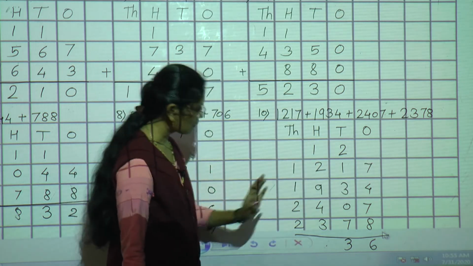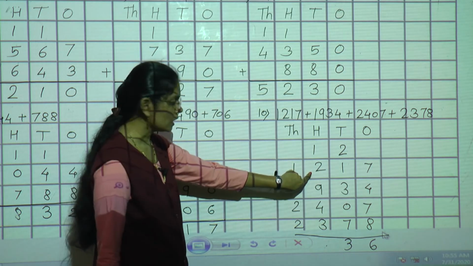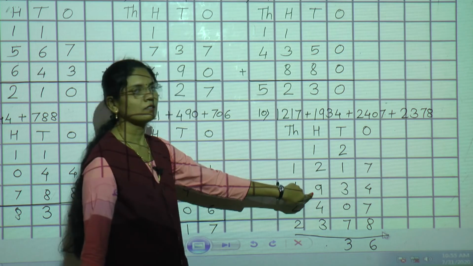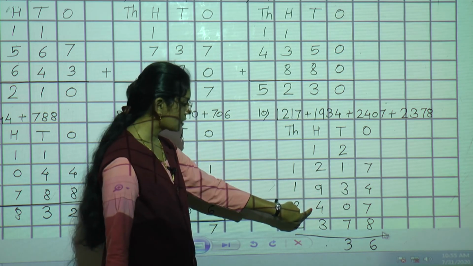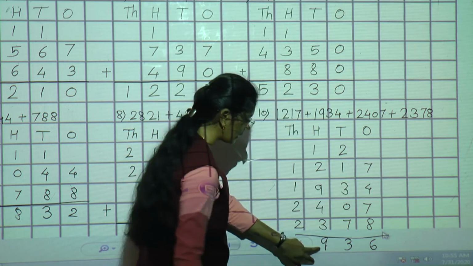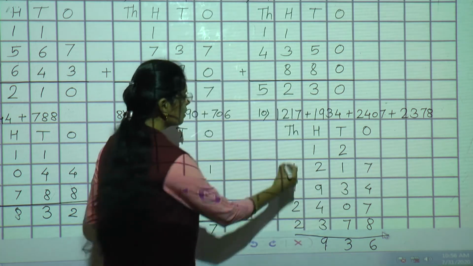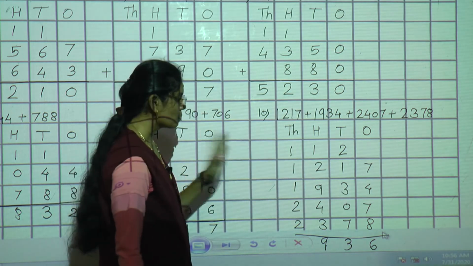Now see the hundreds place column. 1 plus 2, 3. 3 plus 9, yes, 12. 12 plus 4, 16. 16 plus 3, 19. 1900 means 900 and 1000. So we will give 1 as a carry to the thousands place.